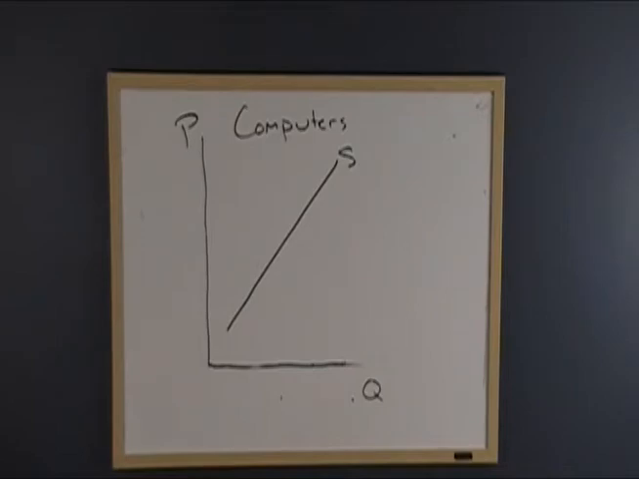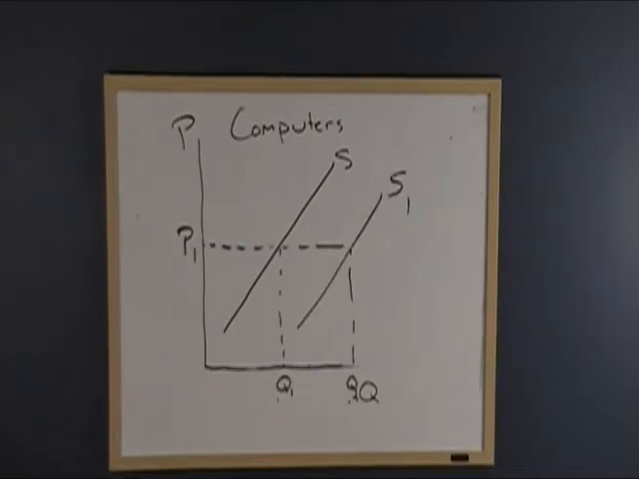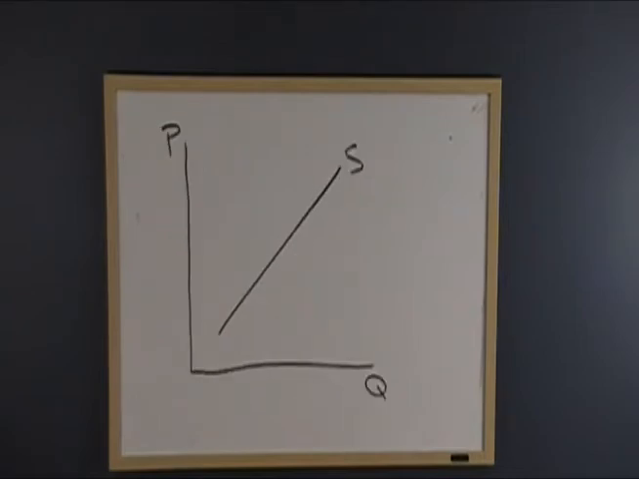Because this technology comes along and makes it cheaper to produce computers, what happens to the supply curve? It shifts to the right, meaning that at any given price, firms are willing to supply a greater quantity of computers. The final factor that shifts supply curves are changes in government policies.